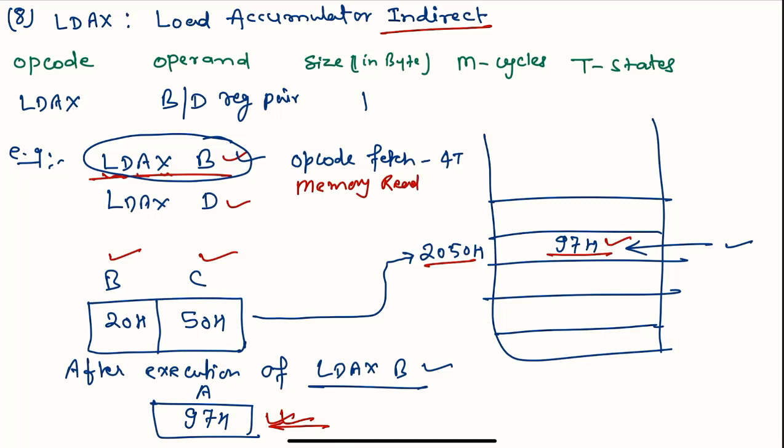For this memory read, as I already explained in previous videos, it requires 3 T states. So in total it will take 7 T states. As machine cycles, we can say 2 machine cycles are required: one is the opcode fetch and the other is the memory read, and the total number of T states required for the execution of this instruction is 7 T states. In this way we learned about the instruction LDAX. I hope you understood this instruction better.